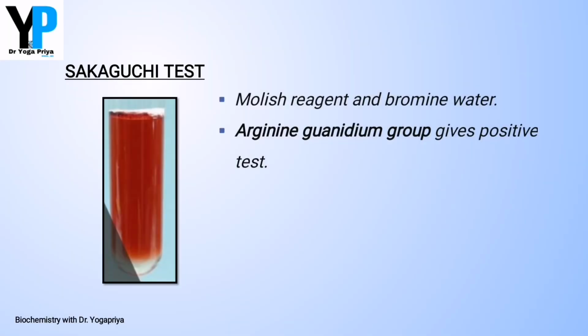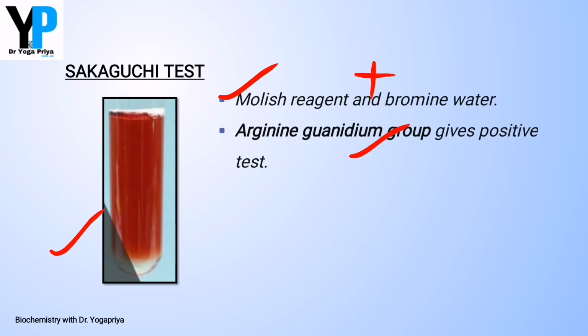The next test is the Sakaguchi test. It is specific for guanidinium group containing amino acids. An example of that is arginine. The reagent used here is called Sakaguchi reagent, which is a combination of Molisch reagent and bromine water. So the procedure here is we take a test tube, add 3 ml of protein solution and then 1 ml of 5% sodium hydroxide, then 2 drops of Molisch reagent, which is nothing but alpha naphthol in alcohol, and also a few drops of bromine water.